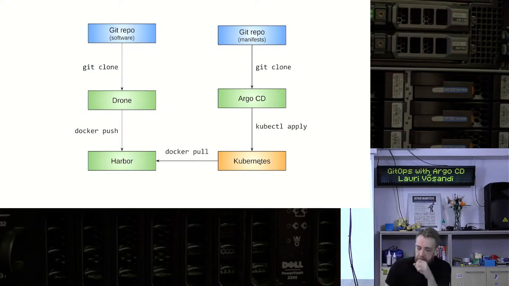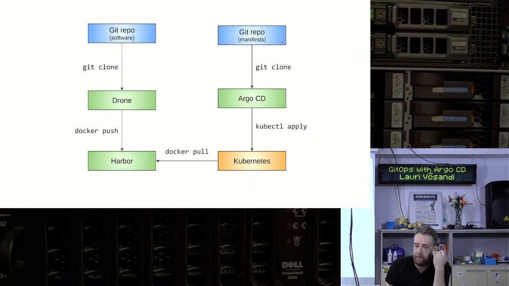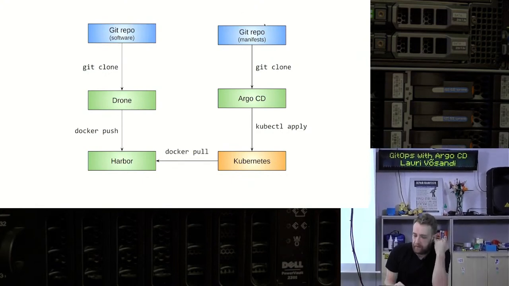But the Harbor repo can contain different versions of images. Which version are we going to run? So all of that information should come from somewhere, and the source of truth for that is the Git repo that contains these manifest files.